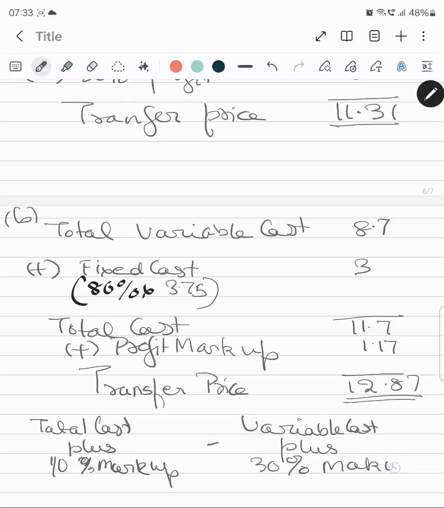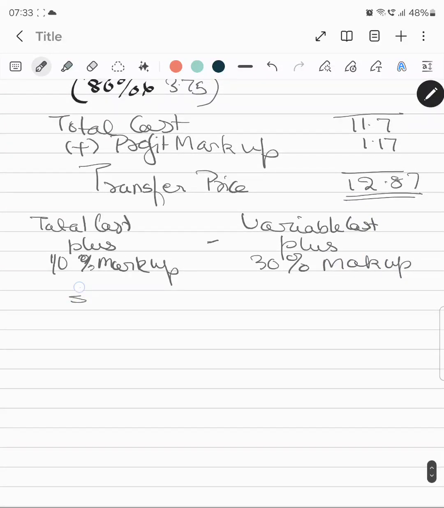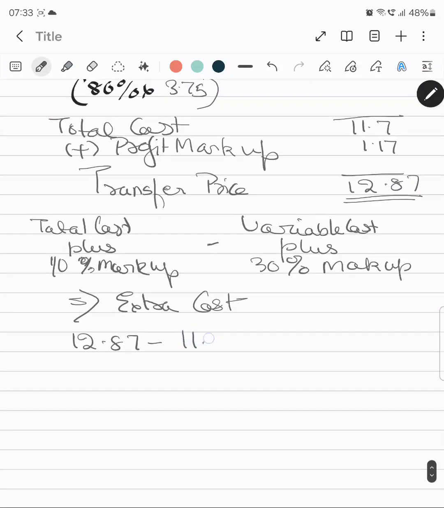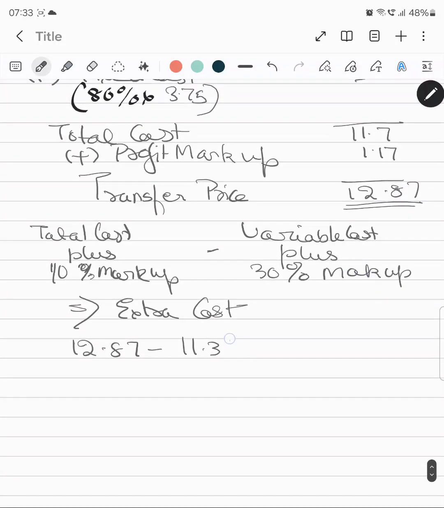The markup would give me extra cost. We'll have to write all these steps in the exams, because we won't get marks otherwise. Each and every step has marks. So it's 12.87 minus 11.31, and therefore there is an increase in the price. I can see that there is an increase in the price if we follow the total cost plus 10% policy.